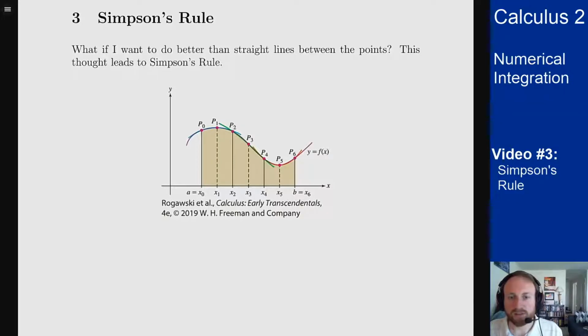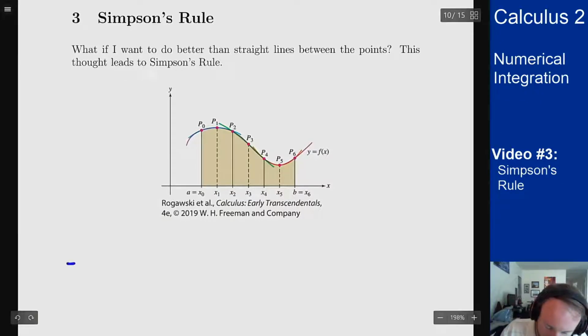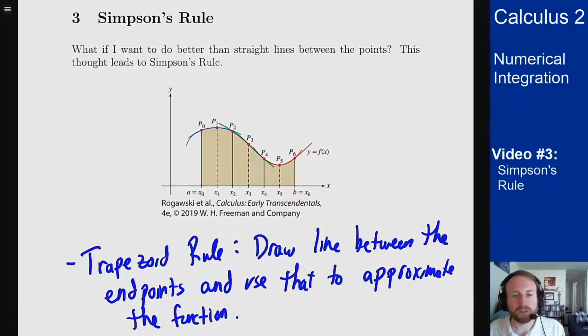In this video, we'll talk about Simpson's rule, which is another method for finding integrals numerically that's more complicated but has better results. So Simpson's rule comes about when we try to think, well, can I do better than straight lines between points? You can think of the trapezoid rule as saying, let me take these two endpoints that I have, and just draw the straight line between them and use that to approximate my curve between those 2 points. What if I want to do more than just straight lines? Simpson's rule thinks about what if I want to do quadratics instead?